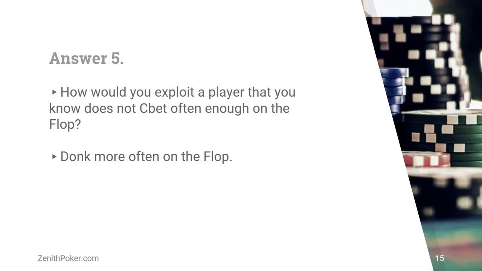So donking is an incredibly powerful exploitative tool that you have in your tool belt. You want to use it in the spots where you know your opponent isn't going to bet into you enough when you check, and make sure that your donking range can still be quite well balanced.